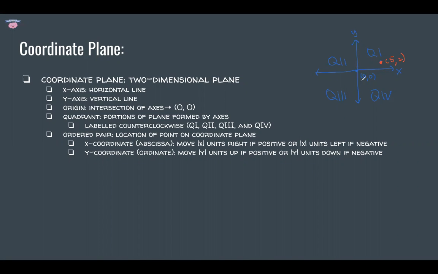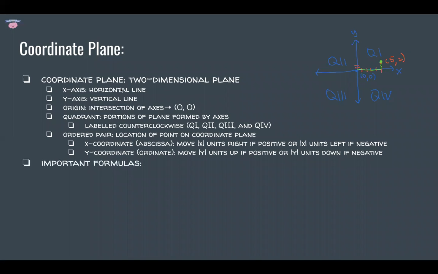Most coordinate planes have a scale, but I'll just create a scale right now. 1, 2, 3, 4, 5. There we go. It's right on 5. And 2, 1, 2. There, it's on 2. So I'm going to switch colors once again. 1, 2, 3, 4, 5, 1, 2. And so that's the point, (5, 2).